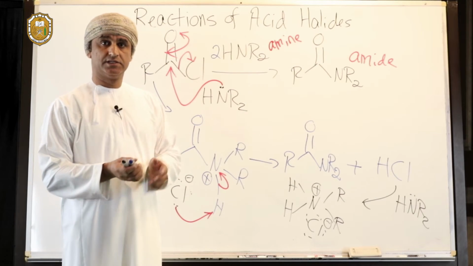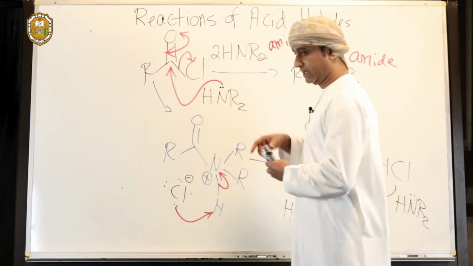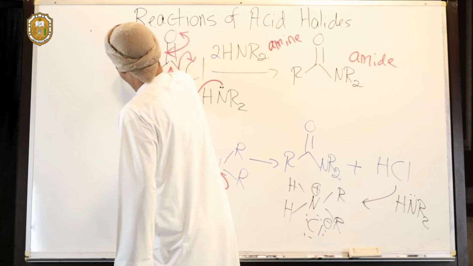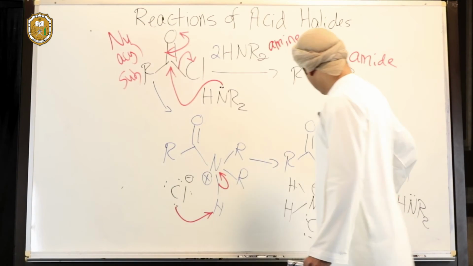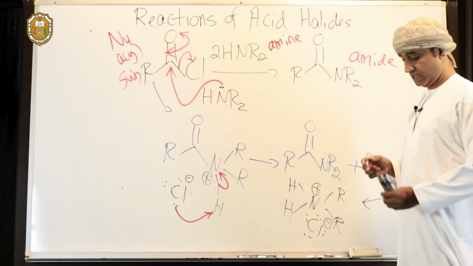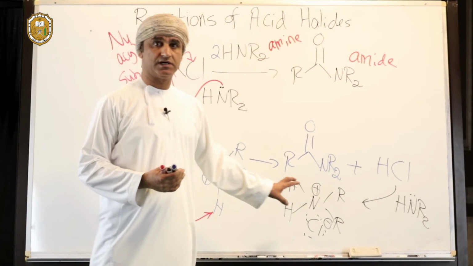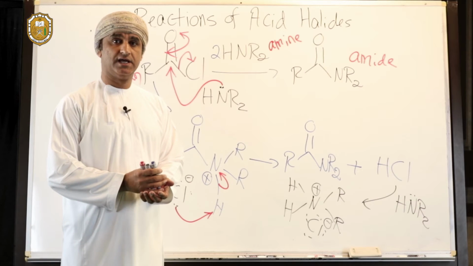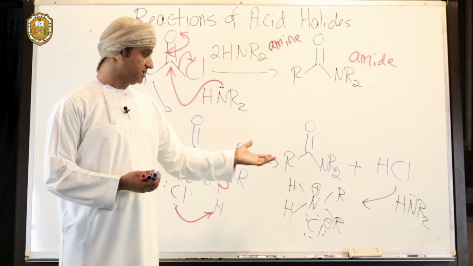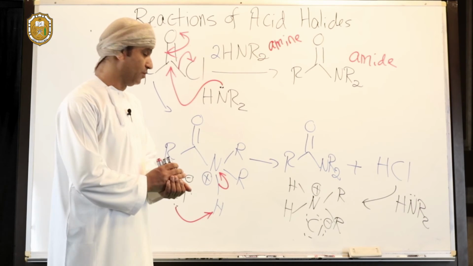So overall, two equivalents of an amine are required. One equivalent does the nucleophilic acyl substitution reaction, and the second equivalent reacts with the byproduct acid that is formed in this reaction to form an ammonium ion. And of course, the advantage here is that ammonium ions are soluble in water. They can easily be separated in a workup step because they would be soluble in the aqueous phase, or the water layer.